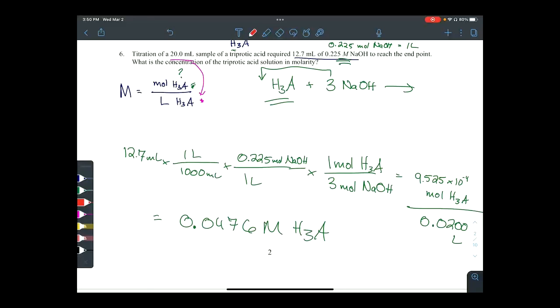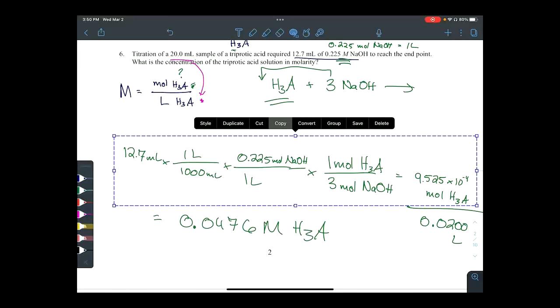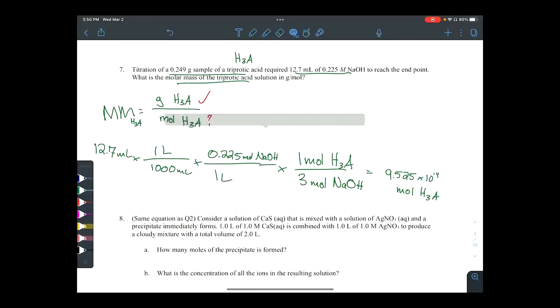Okay, so you do the exact same thing. If in this question they give you mass instead of a volume, and you want to find the molar mass, you still do the same thing. Find moles of H3A, or the acid that you have. So you start with the standardized solution. So we're actually doing the exact same thing. Okay, so I'm just going to copy all this because I'm lazy. Right? Okay, so there we go.